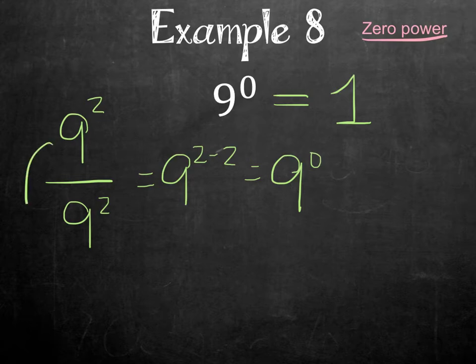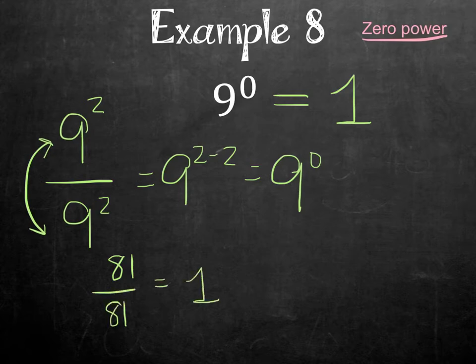Well, look at what's going on here. Any number divided by itself, what does that equal? Even if you evaluated it, that's 81 over 81. Well, any number divided by itself is equal to 1. So that's why anything to the 0 power is equal to 1. If you divide a number by itself, you're essentially subtracting the exponents, which leaves you with 0, but dividing the same number by itself is equal to 1.